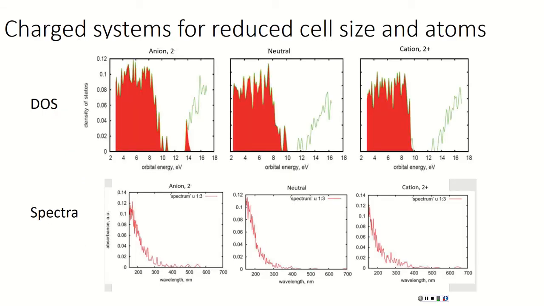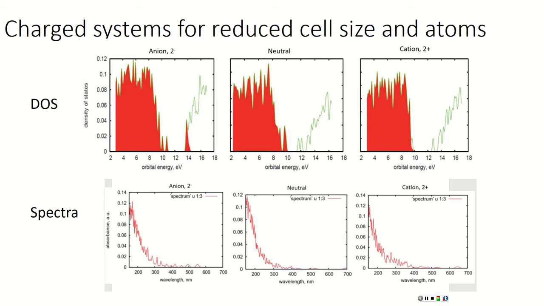So what I mean by the charge system: we have our neutral case, and this is an MD. This is also for a reduced cell size and fewer atoms. What we want to make sure is, are there any kind of radicals in our system? How does our density of states change if we add some charge or delete some charge from our system? And it shows here it's kind of like your reference point.